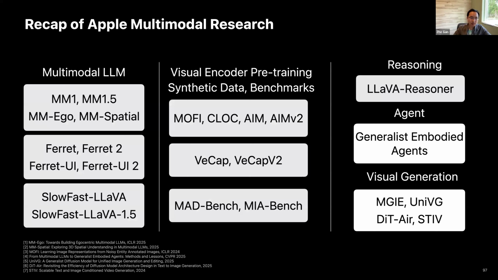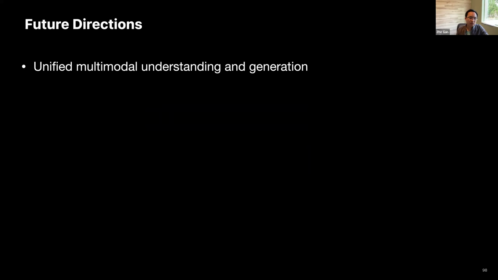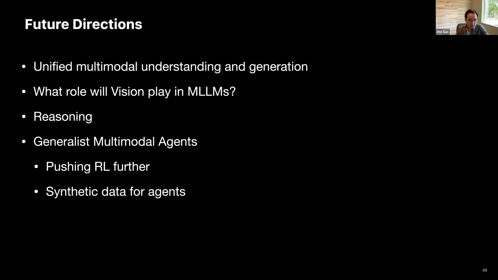So by the end, I think a summary is we have so much work happening inside Apple on the multimodal research side. And then some future directions: clearly, unified multimodal understanding and generation is a hot topic. And really, what kind of role can vision play in multimodal LMs? In many cases, people just use CLIP, and that's all. And reasoning and agents: how can we push RL further? And also synthetic data is important for agents. Especially, yeah. I think those are all quite interesting topics.